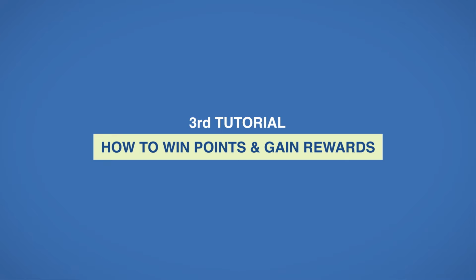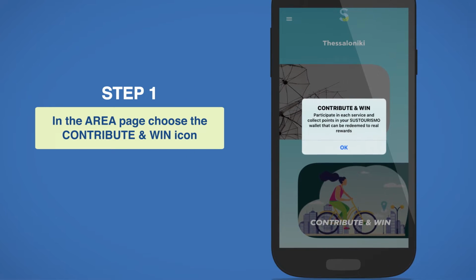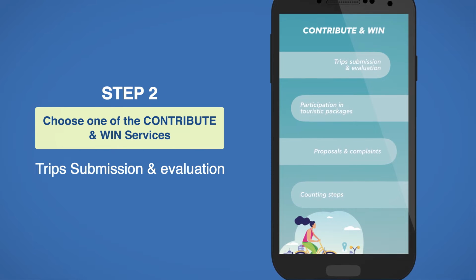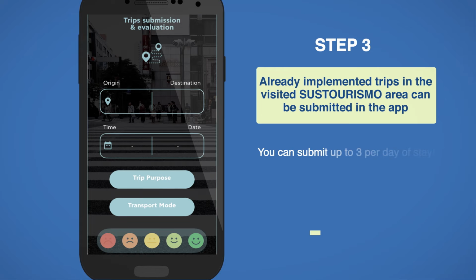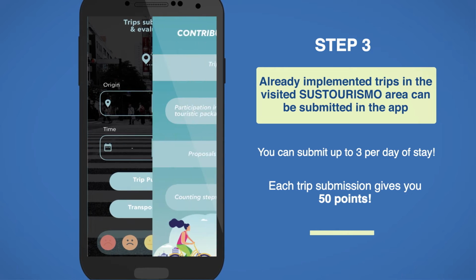How to win points and gain rewards. Select the Contribute and Win icon to win extra points and rewards. Click on the Trips Submission and Evaluation service. Submit all the details about the Sustourismo area you visited and earn points.